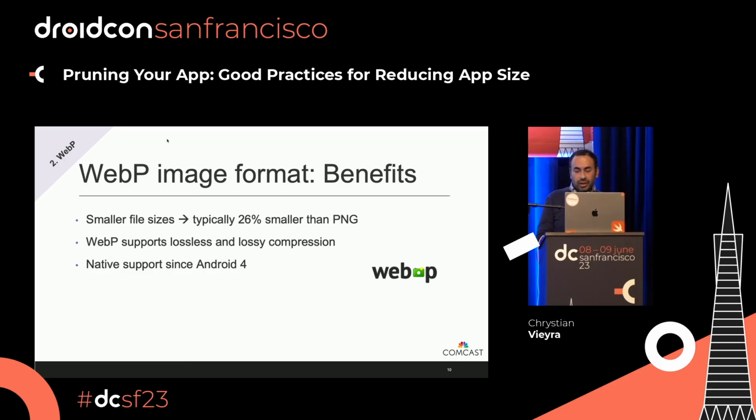Google created an open source WebP, which is this amazing image format that provides, on average, a smaller size compared to a PNG, which is the typical asset that design teams will deliver. So WebP is 26% smaller than a PNG. WebP supports lossless and lossy compression, and I'll talk a little bit about that further on. And Android has native support for it since Android 4.0.